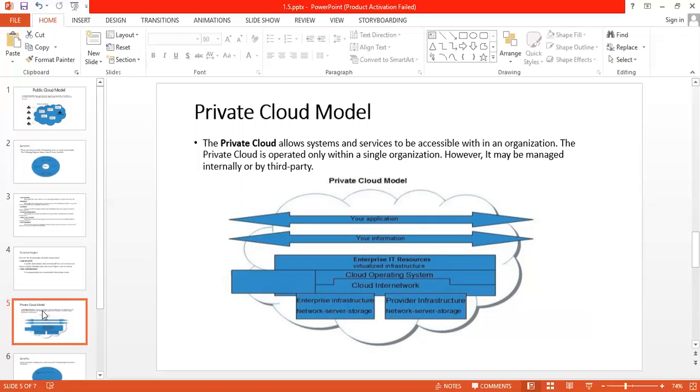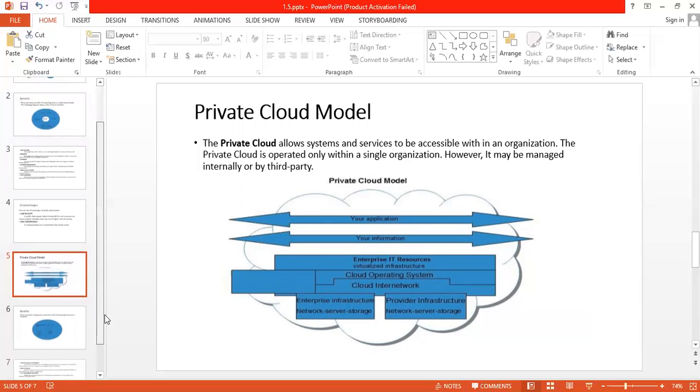For that, it might have another or different operating system with it, or a different networking system with it. So by using these things, one should maintain security and privacy of data in a private cloud system.